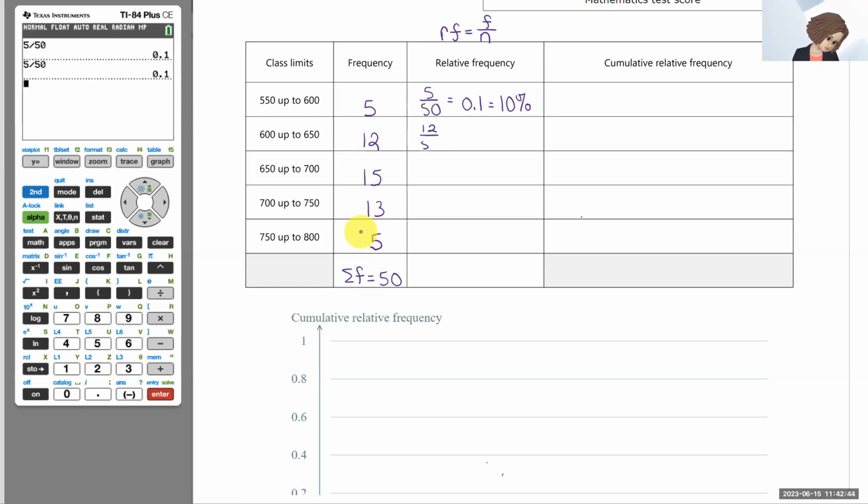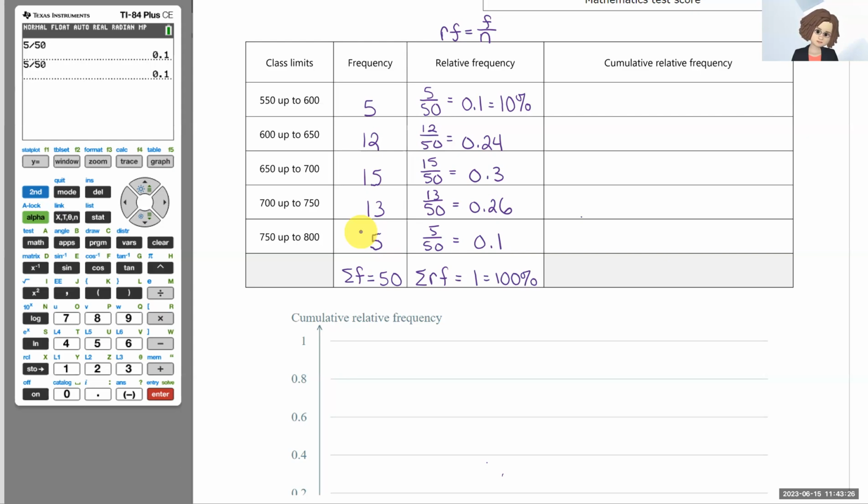So 12 out of 50 will be 0.24. 15 out of 50 will be 0.3. You're always welcome again to check these on your calculator. And once I'm done with my relative frequencies, I like to check that if I add those decimals, we should get 1, because 1 is equivalent to 100% of the students that were in this study.